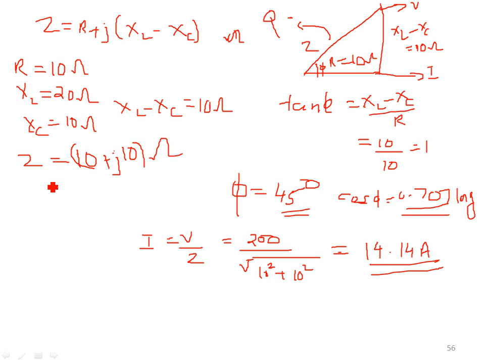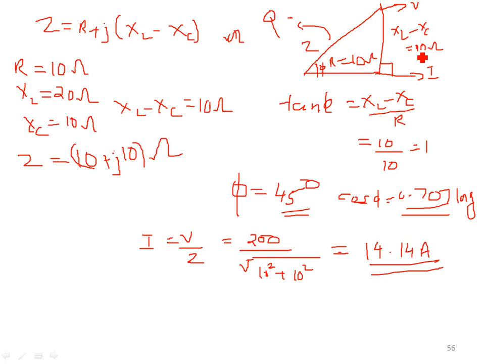Now, the first step is drawing the impedance triangle. If you are drawing the impedance triangle, resistance will be on the horizontal axis, XL minus XC will be on the vertical axis, and it is pointing at an angle of plus 90 degrees. Why? Because XL is greater than XC, it will be pointing at an angle of plus 90 degrees. Now, resistance is 10 ohm and XL minus XC is 10 ohm.